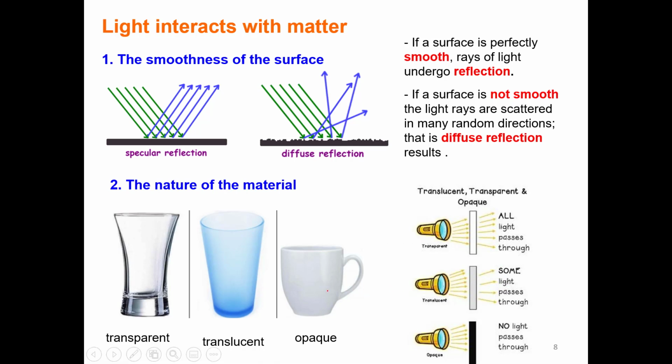But what happens if it is opaque? If the material is opaque, then no light passes through. Yes, this is what happens. The other thing is that what happens depends on the nature of the material.